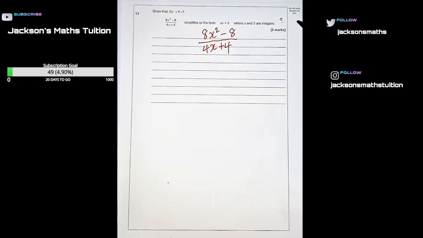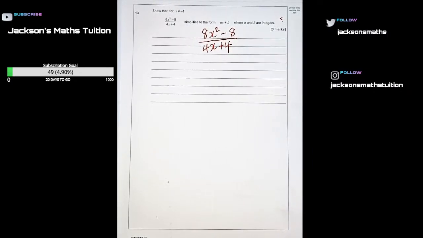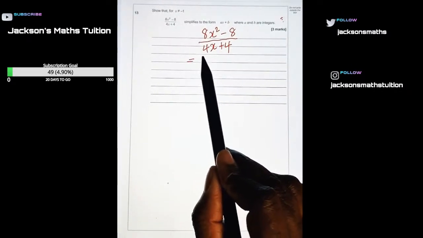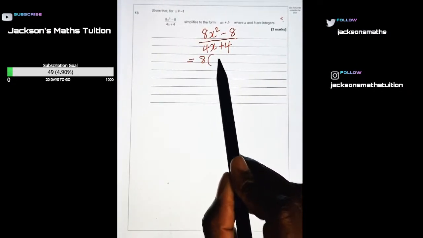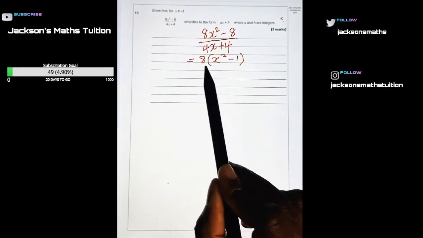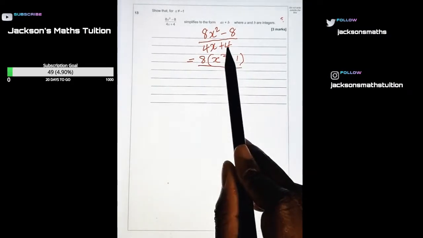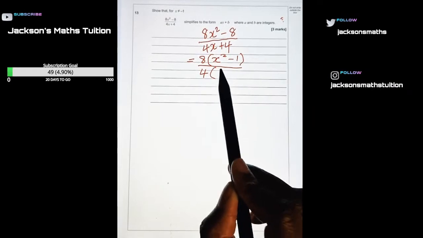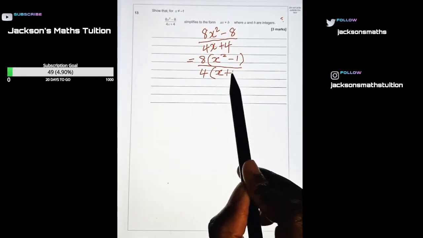Okay, so for this one, we need some factorizing here. So this is algebraic fractions. So let's go ahead and factorize. Let's factor this out. If we look at 8x squared and 8, the common factor there is going to be 8. So you're going to open bracket, x squared minus 1. And then in the bottom, the common factor of 4x and 4 is 4, and in brackets, x plus 1.